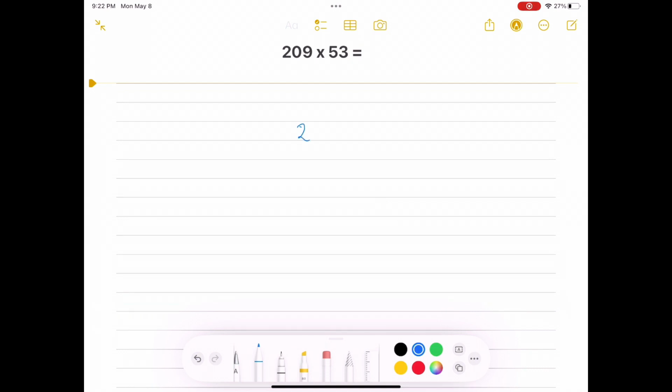209 times 53. Write out the numbers clearly, spread out the digits, line up the place values. First, we multiply the ones. 3 times 9 equals 27. Write down the 7, carry the 2.